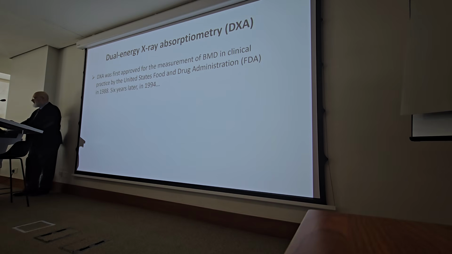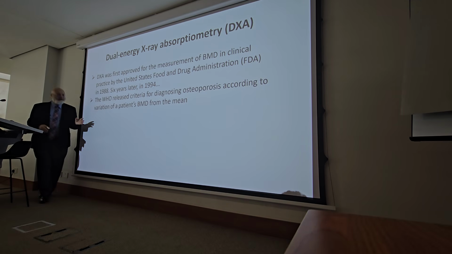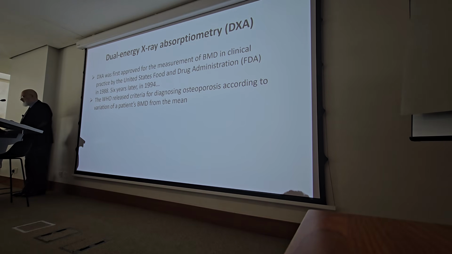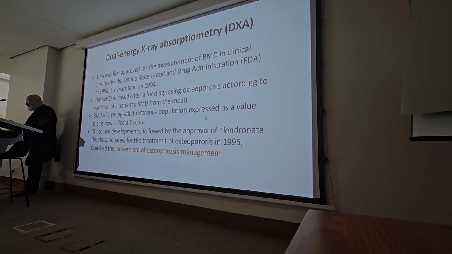So it was actually the clinical practice when the DEXA was first approved. The measurement in the United States by the Food and Drug Administration was in 1988. And 6 years later, in 1994, the WHO, the World Health Organization, considered this as the standard way of assessing bone mineral density, and the way we diagnose what we call osteoporosis. So there's something called the T-score. There are certain areas and measurements that we'll talk about.